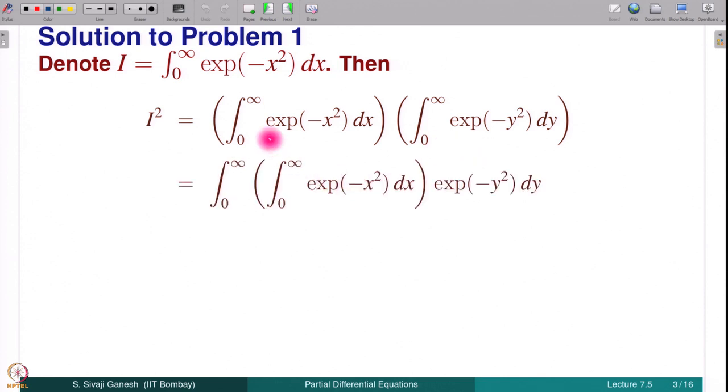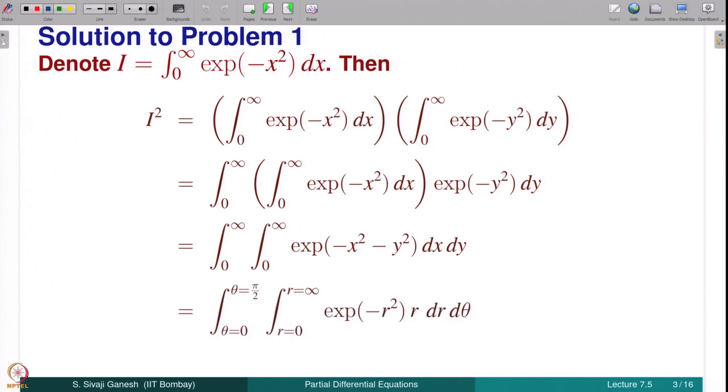Now, what I do is I take this quantity inside. Actually, I am assuming that this is a finite quantity and that is why everything is fine. So, I take this inside and I get this. Now, this is nothing but the integral from 0 to infinity, 0 to infinity of e power minus x square into e power minus y square, which is e power minus x square minus y square dx dy.